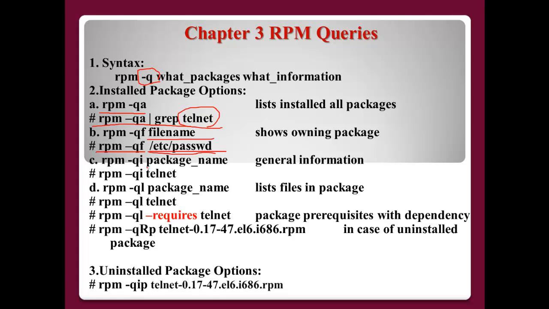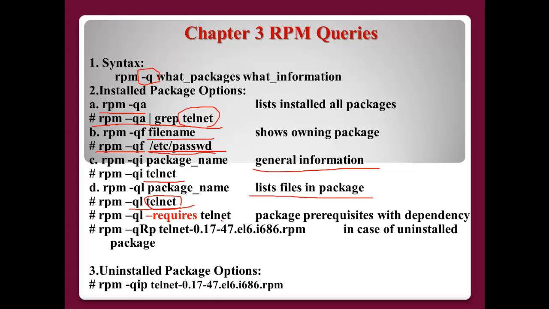C, rpm -qi package name. In this case, we will see the general information about this package. D, -ql package name. In this case, it lists the files in the package. It means if we install the telnet package, it will install some files. So if we want to know what kind of files are installed by this package, we will use this option -ql.